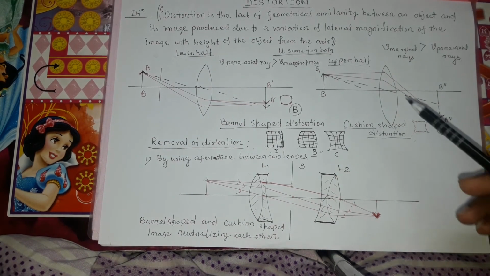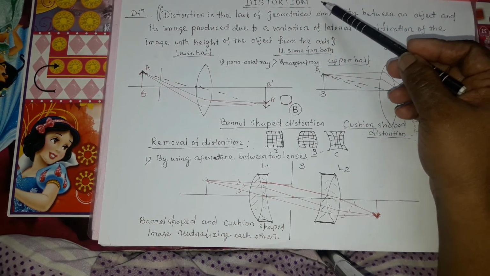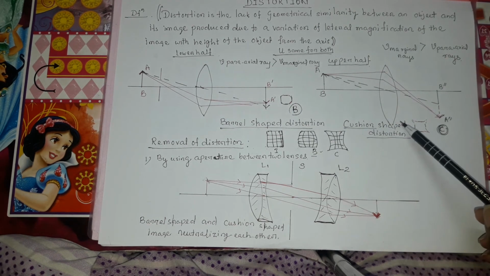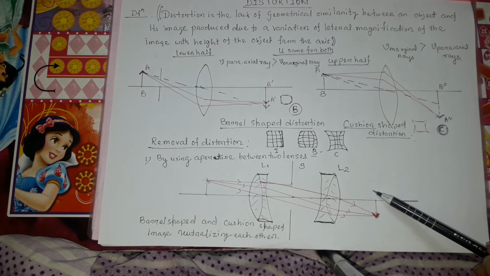The question will be: what is distortion? Define distortion, types of distortion, and how to remove the distortion.